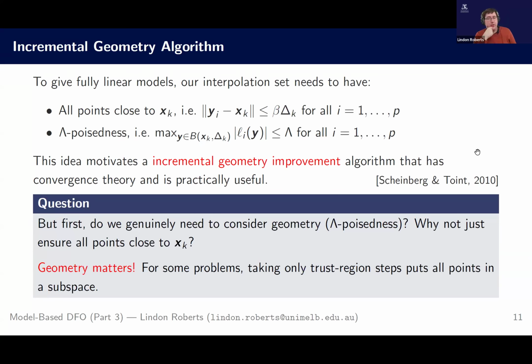Well, it turns out it doesn't work. This paper has a nice counterexample where if you run a simple trust region method and all you do when you decide which points are going to be added and removed from the interpolation set, if you only ever consider distance to the current iterate, what's going to happen is all your interpolation points end up going along a subspace. And so you end up with a set where the linear interpolation or the interpolation system is singular. So this doesn't work. You have to explicitly take into account geometry when you run these methods. So you have to explicitly take into account lambda poisedness.